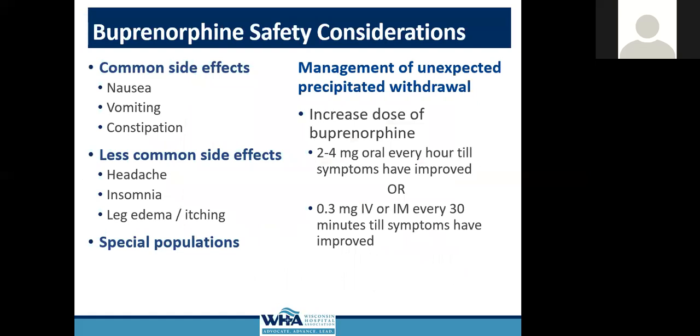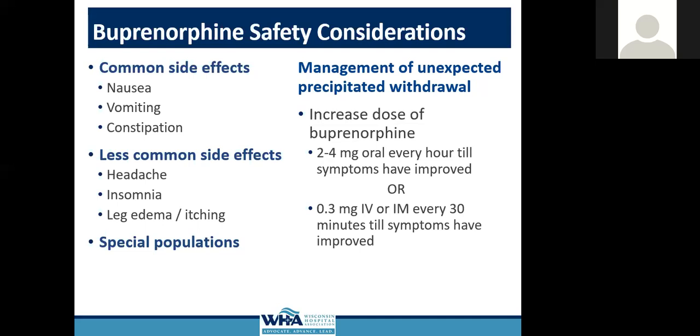Now, as with any medication, it's important to know the safety profile of buprenorphine before prescribing it. And what you'll find is that most patients will tolerate buprenorphine very well. And when you do encounter side effects, they'll be similar to those of opioids in general, or conversely of opioid withdrawal. So common side effects are going to include nausea, vomiting, and constipation. And then less commonly, you'll see unpleasant side effects like headache, insomnia, leg edema, and itching. We're actually seeing those much less frequently than just the typical nausea, vomiting, and constipation.